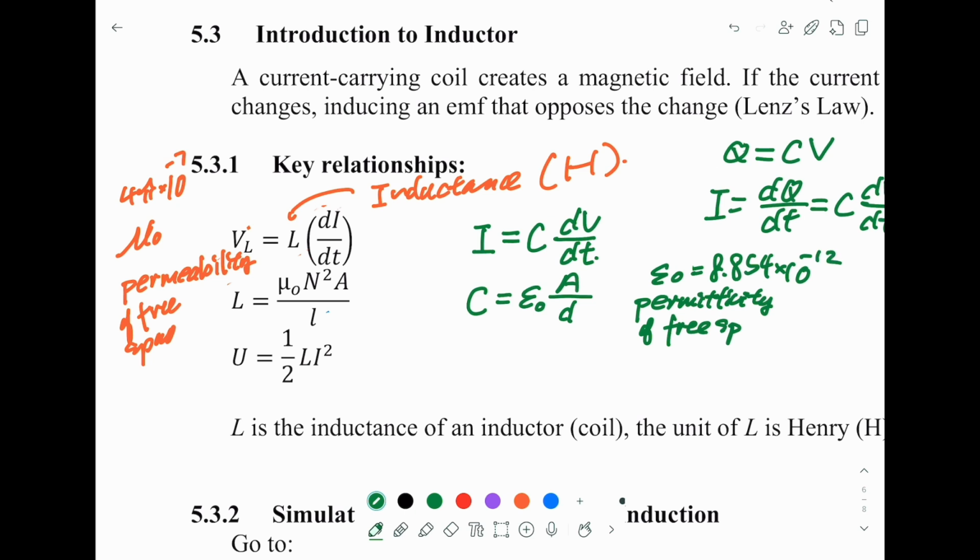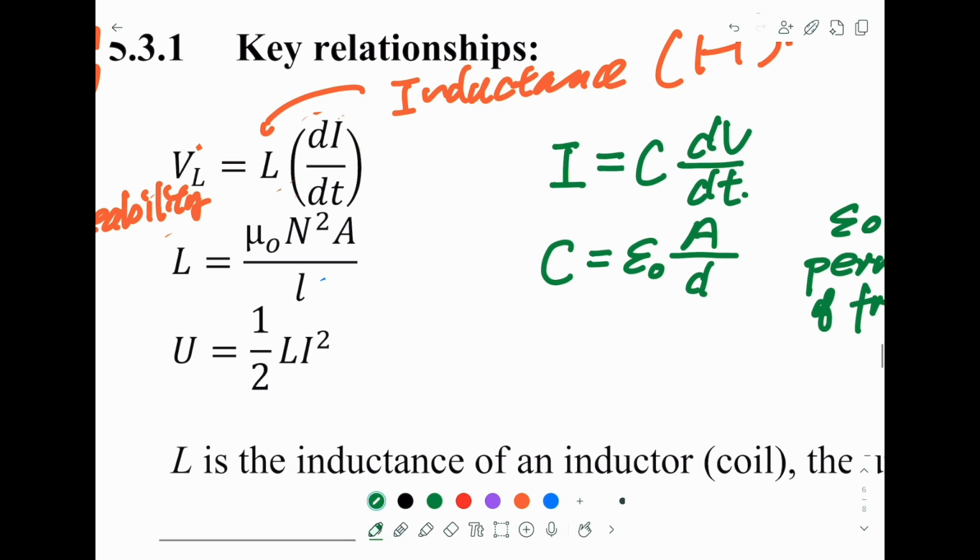The energy, yes, an inductor stores energy within the magnetic field. So it is equal to half the inductance times I squared. And the counterpart for a capacitor is half CV squared.